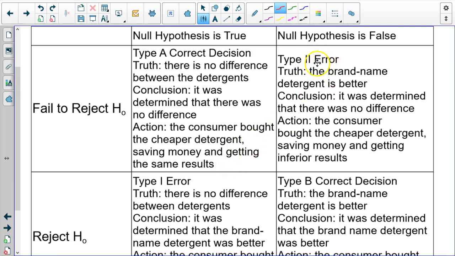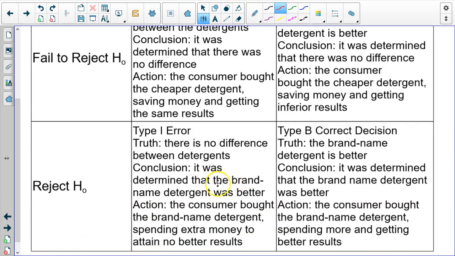The type 2 error would be that the null is false. So if the null is false, the brand name does perform better, right? The conclusion, though, if we fail to reject it, we would conclude that there was no difference. So the action would be the consumer bought the cheaper detergent, saving money, but then they would get inferior results. I know there's a lot of words on the screen, but are you understanding? You are? Okay, good. So the null is true, meaning there is no difference, and we rejected it. So our conclusion would be that the brand name detergent was better, even though there isn't a difference, because we would reject it. So the action, the consumer bought the brand name detergent, spending extra money to attain no better results.